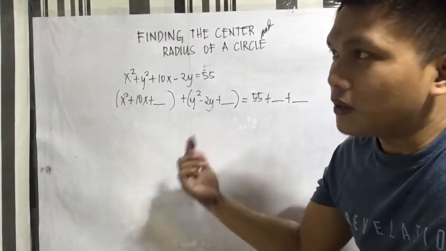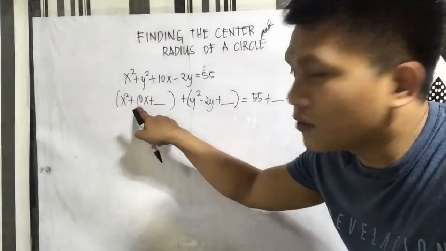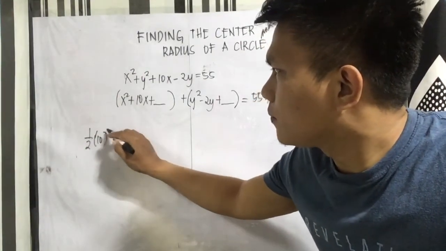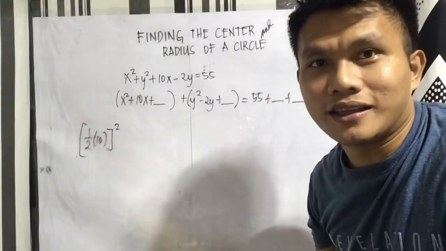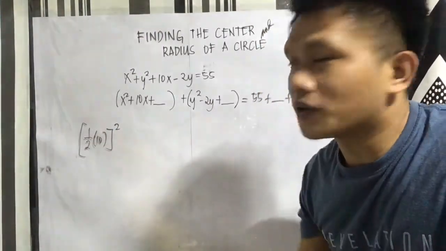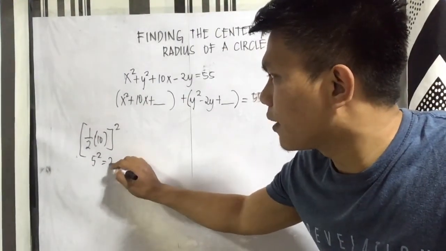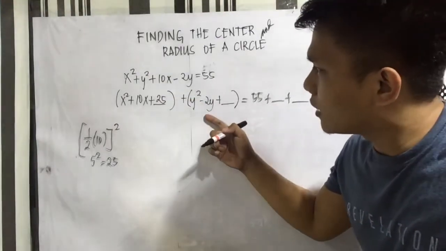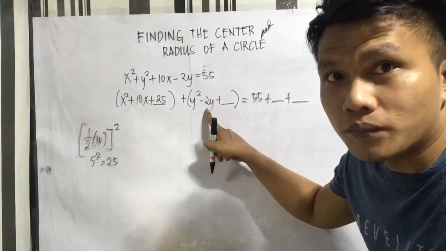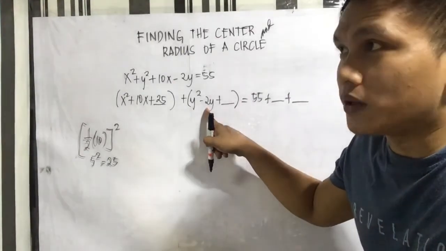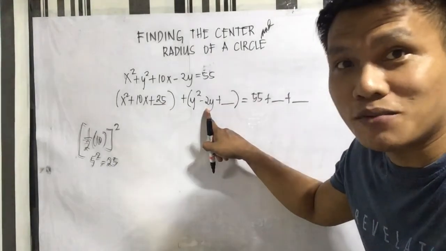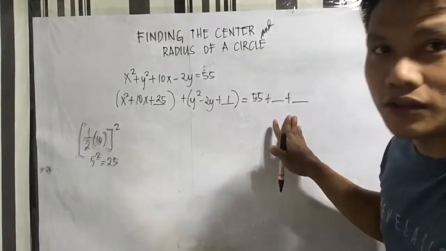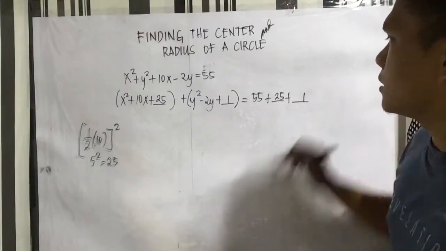Okay? And then, to complete the square, kailangan natin kuhanin yung kalahati ng middle term. So that is 1/2 of 10, and then you need to square it after finding the 1/2. So 1/2 of 10 would be 5, and 5 squared equals 25. So this will be 25. On the other side, 1/2 of negative 2 is negative 1, square it, that will be 1. So what you have added on the left side should also be added on the right side. So this will be 25 and this is 1.